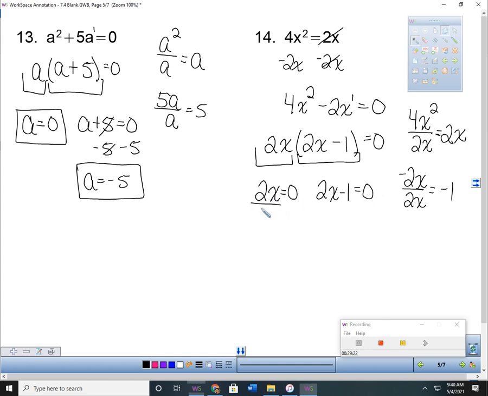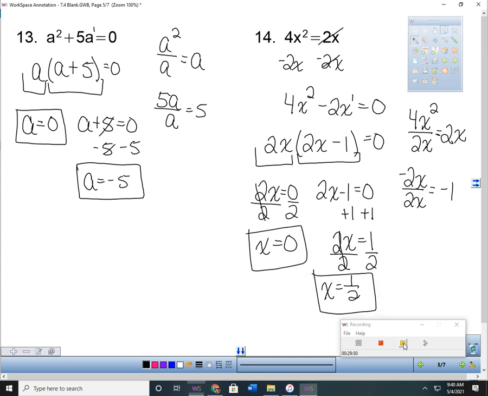Over here, I just have to divide by 2. So x is 0. And then here I'll have to add my 1 first. So I get 2x equals 1, and then divide by 2. So x equals 1 half.